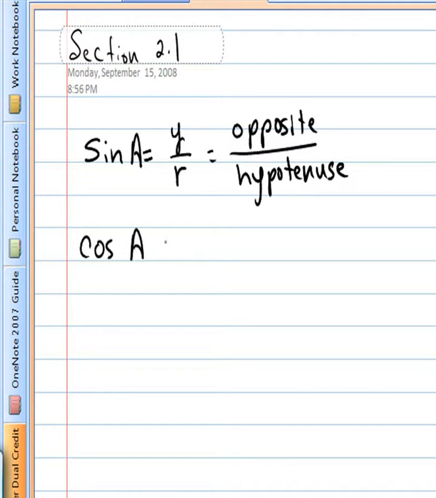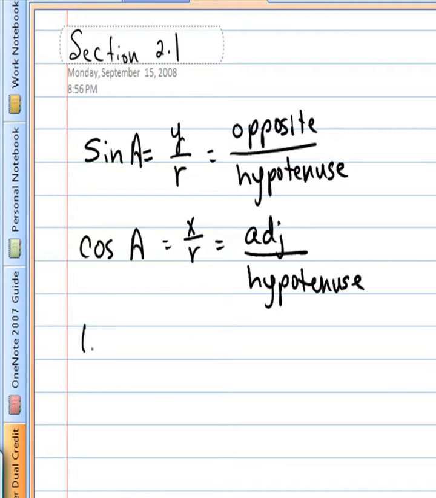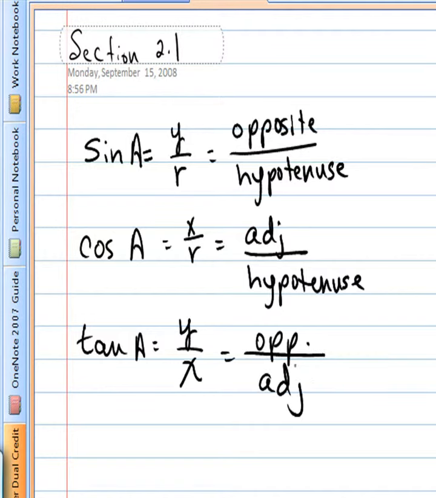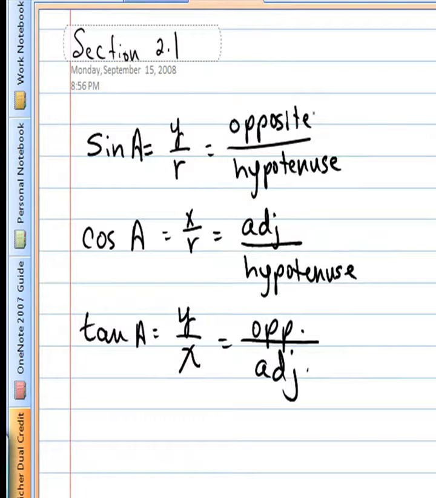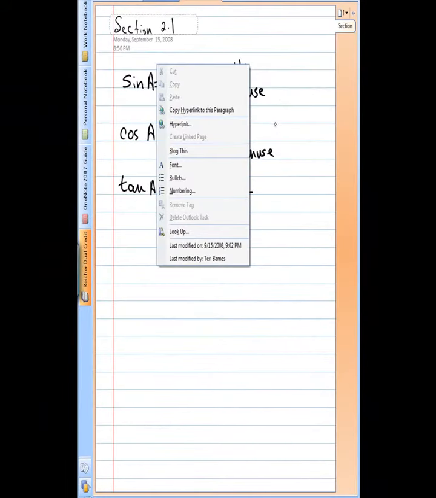Cosine of A is equal to x over r, which is adjacent over hypotenuse. And tan A is equal to y over x, which is opposite over adjacent. Then you would also have the reciprocals. Cosecant would be hypotenuse over opposite.